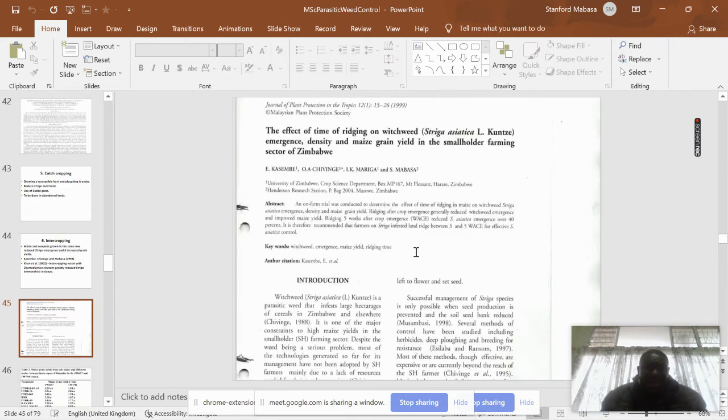Probably you may read a paper by Kasembe where he used intercropping as a strategy to reduce Striga using cowpeas.